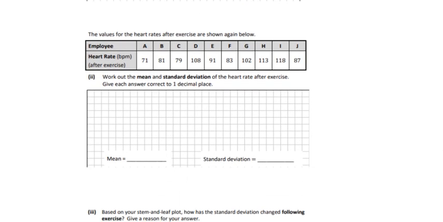Right. We have to worry about the mean and the standard deviation then of the heart rate after exercise, and they give us the values here again. This is all calculator work really. You can put all the values into the table on your calculator and it should give you the answer. You just need to put it into statistics mode first, and we should get 93.3 for the mean and 15.1 for the standard deviation.